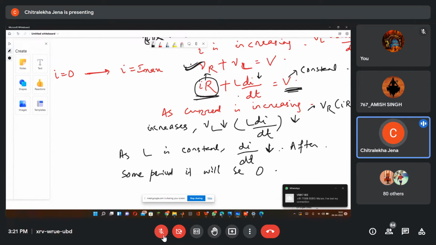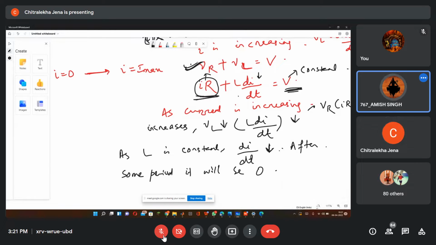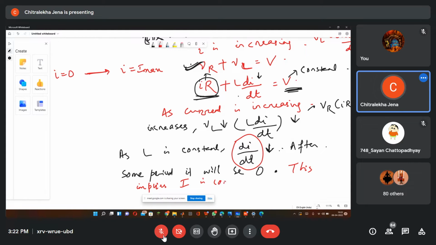Current will be zero? Where is the current becoming zero? Sorry, the current rate of flow, di by dt, is becoming zero. Yes, ma'am. Okay, after some period it will become zero. di by dt will become zero. So di by dt is zero implies that I is constant. Okay, so that constant value is how much?